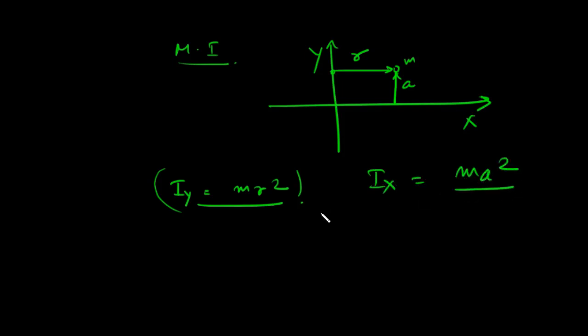Ix will not be equal to mr square. This is wrong. The distance from the axis is always what is noted in the case of moment of inertia. This is for a single mass m.